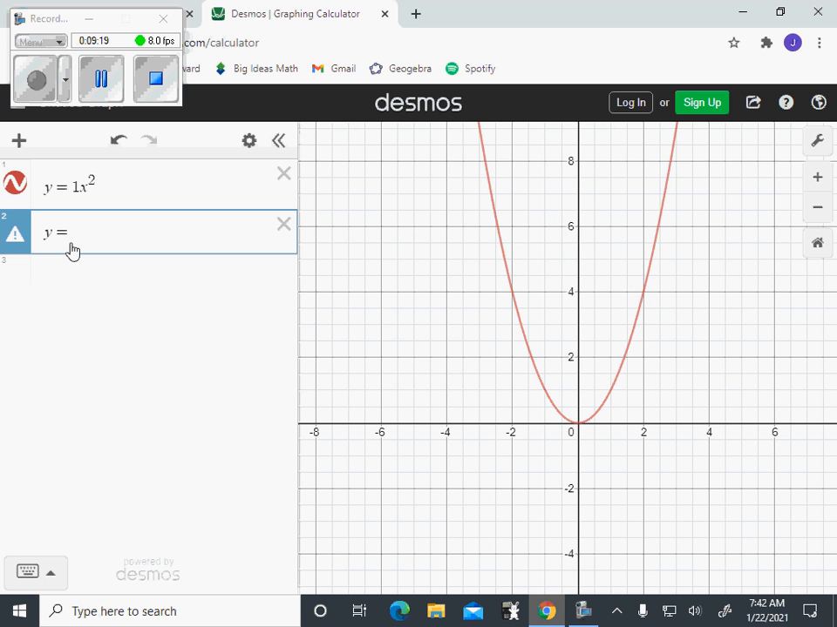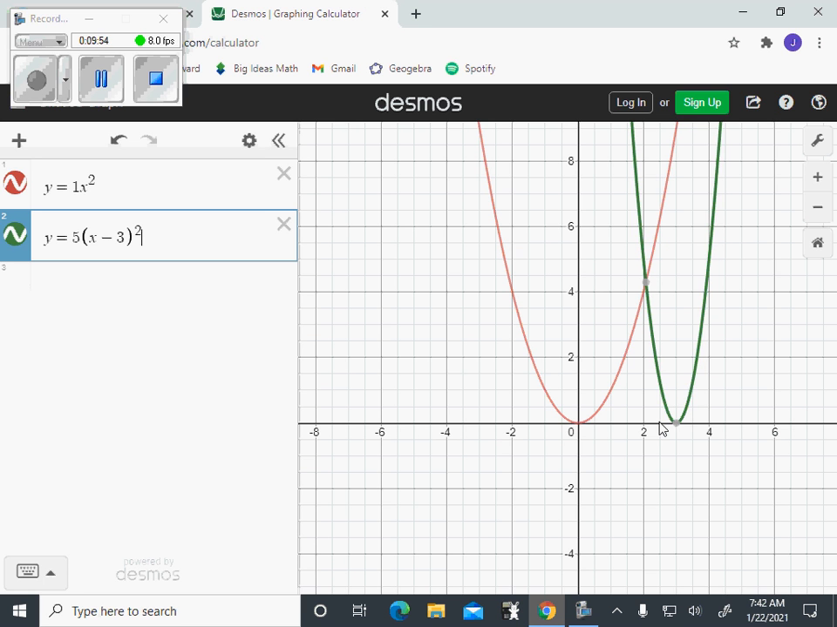What if I had y equals 5 times x minus 3, squared? If I have 5 times x minus 3, and I square it, first let's start with the 5. Is it going to make it wider or skinnier? It's going to make it skinnier. This x minus 3, is it going to move the graph left or right? Well, it's minus 3, so it's going to move it to the right. Then I'm going to say minus 5.